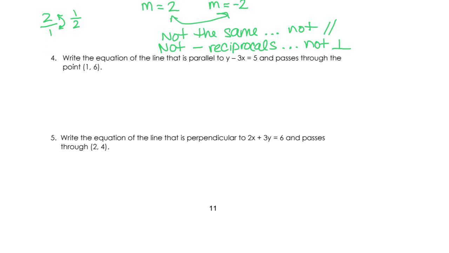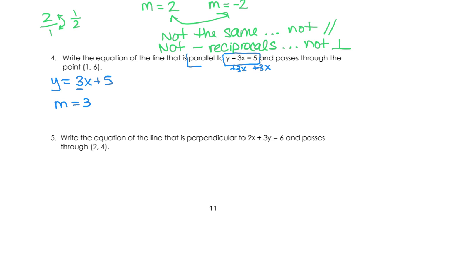It says write the equation of a line that's parallel to y minus 3x equals 5 and passes through the point (1,6). Okay, so first off, the equation of the line they gave us is not in good form like in number 3. It's not in y equals form, but we can get it there quickly if we just add that 3x to the other side. And so now we end up with a line whose equation is y equals 3x plus 5. And now I can see that the slope is 3.